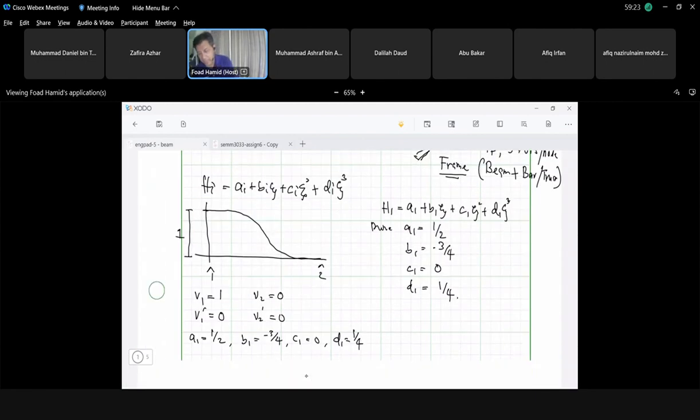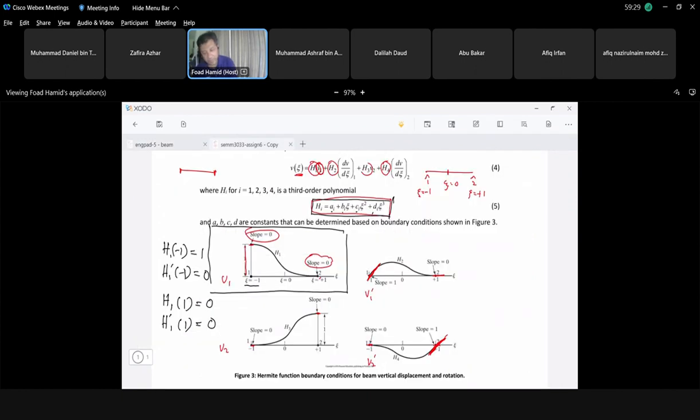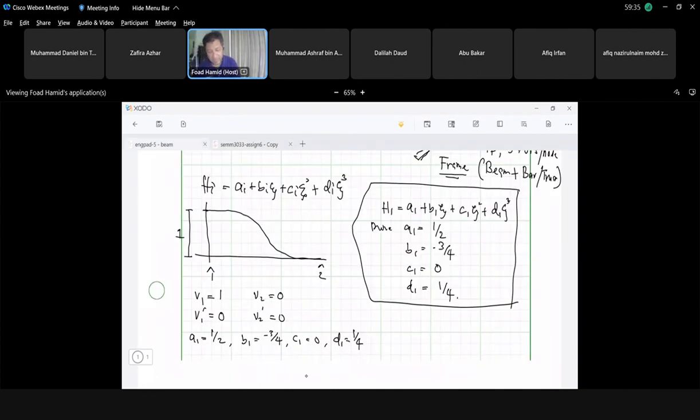So the question here is this one. It says prove that for H1, A1 is half, B1 is minus 3/4, C1 is 0, and D1 is 1/4. So this is what I want you to do basically.